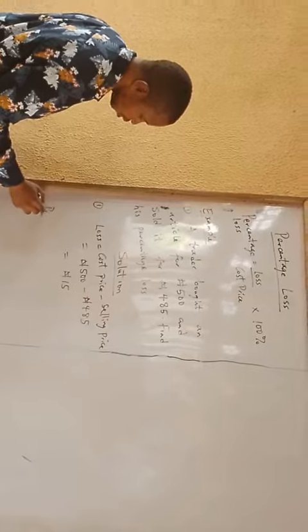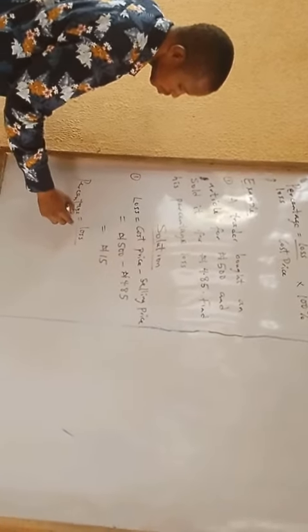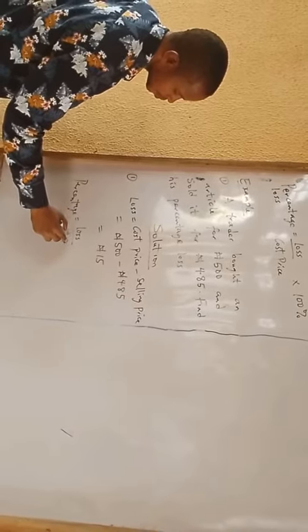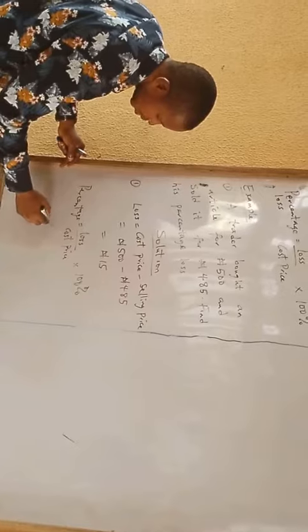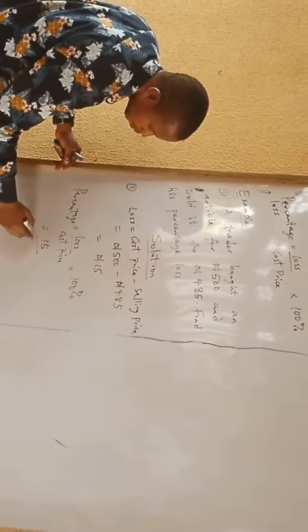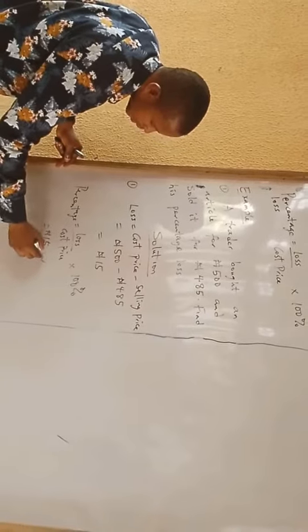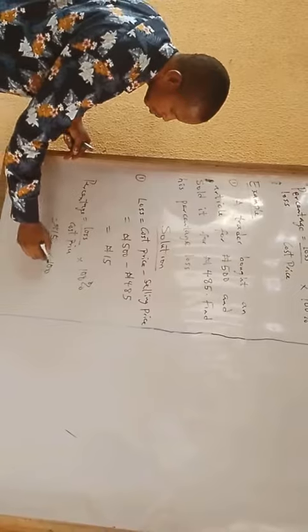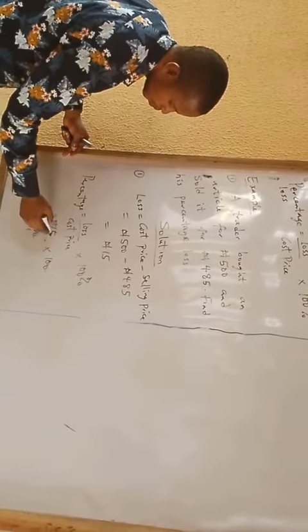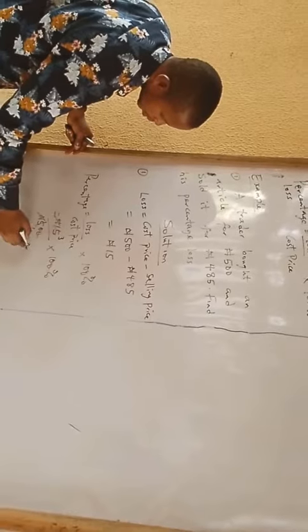So percentage loss is equal to loss over cost price times 100%. And here we are going to have 15 over 500 naira times 100%. So naira will eliminate naira, 20 cancels 20 here, 5 here 1, 5 here 3. So that means the answer is 3%.